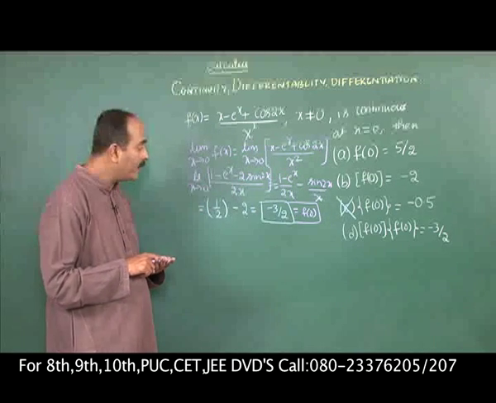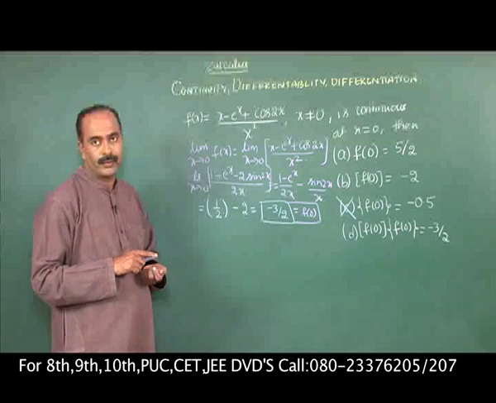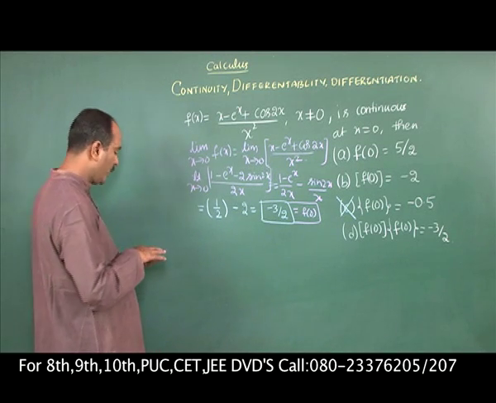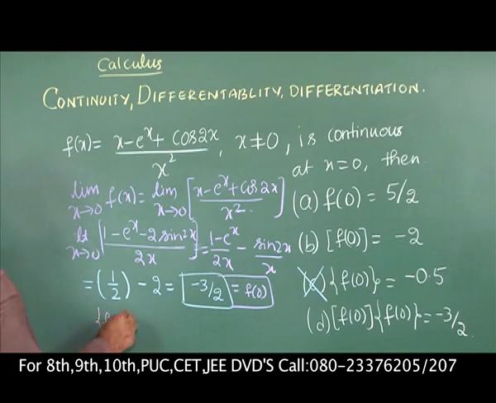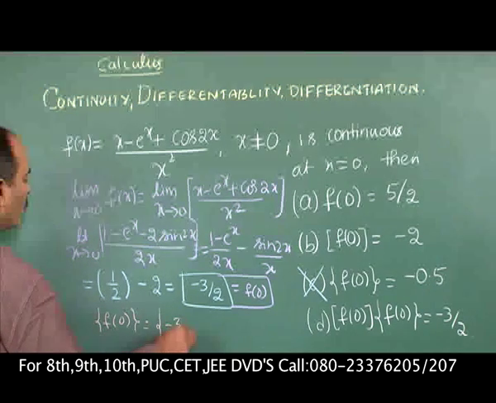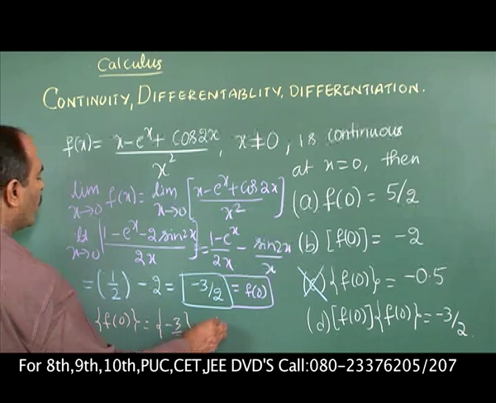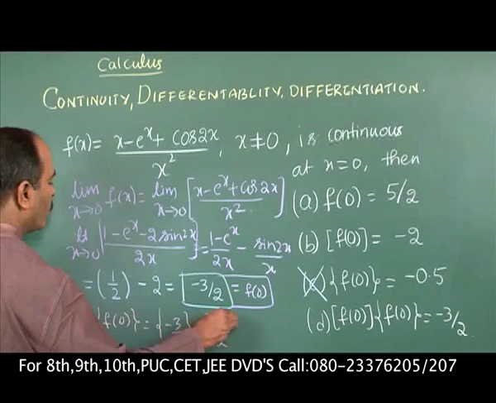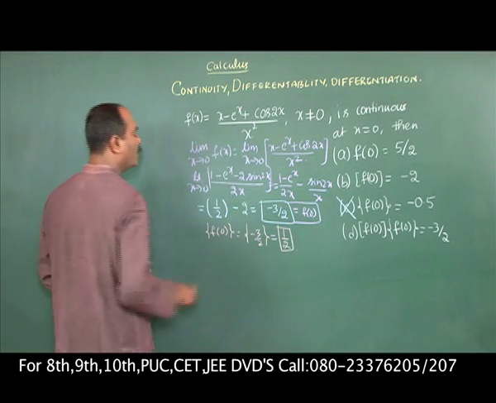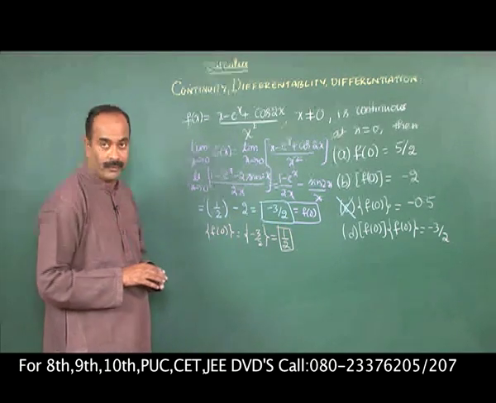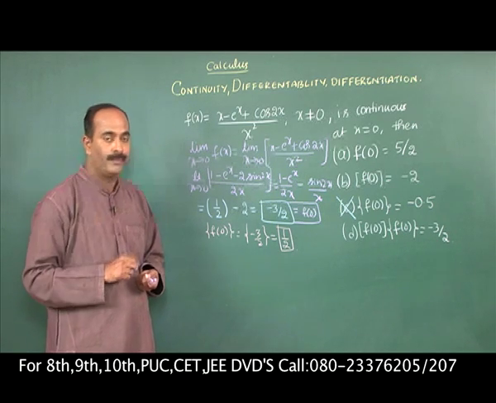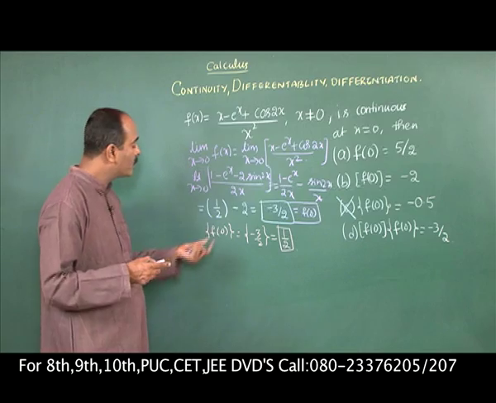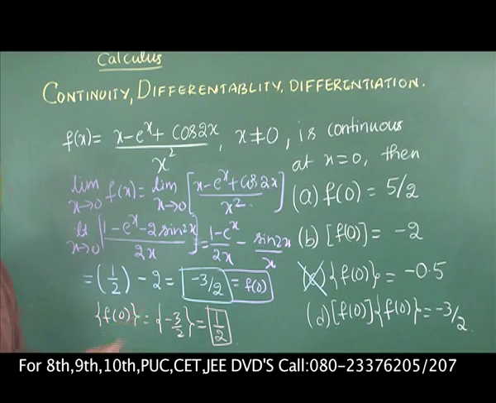Now, what is the fractional part of f of 0, is the first question. Fractional part of f of 0 is the same as fractional part of minus 3 by 2. Fractional part of minus 3 by 2 is clearly 1 by 2. While explaining the grammar of fractional part of x and integral part of x, I have explained this. Right. Now, fractional part of f of 0 is 1 by 2.